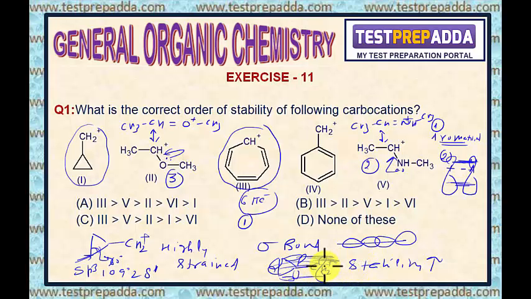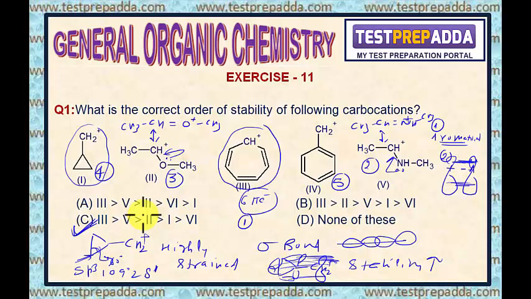That is why it is more stable than the benzyl carbocation. So I will write this as number 4 and this as number 5. So the correct answer will be 3 greater than 5, greater than 2, greater than 1. And then last will be this fourth one. That is why for this particular question, the correct answer is option C.